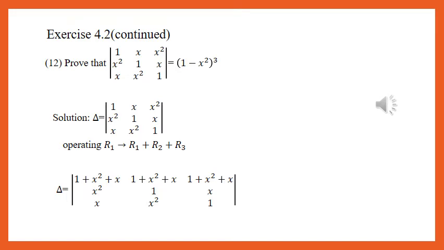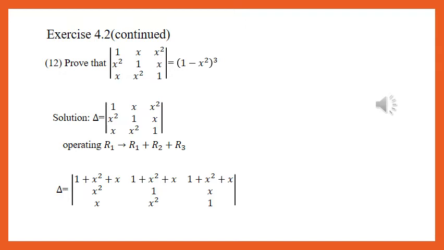Question number 12. Prove that the determinant |1 x x²; x² 1 x; x 1 x²| ... is equal to (1 − x³) the whole square. Let's see how we can prove it. Let's take the left hand side as delta, and delta is equal to the determinant. Now look at the right hand side.